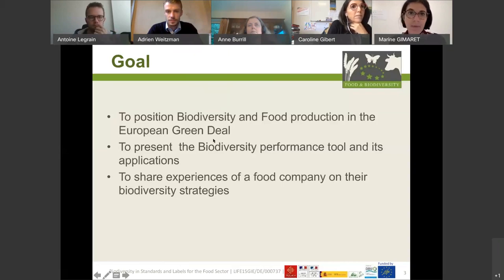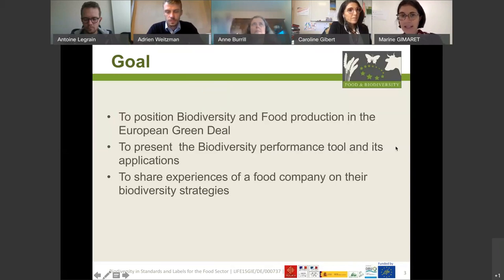So the aim of the session today would be to position the biodiversity and the food production in the European Green Deal, with a talk of the European Commission, and to present the biodiversity performance tool and its application.